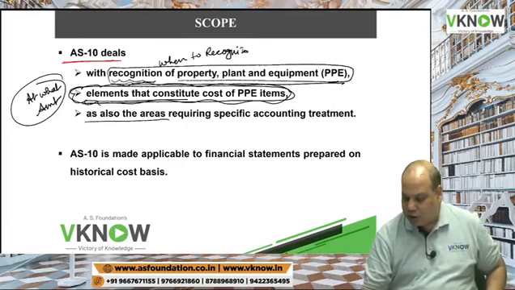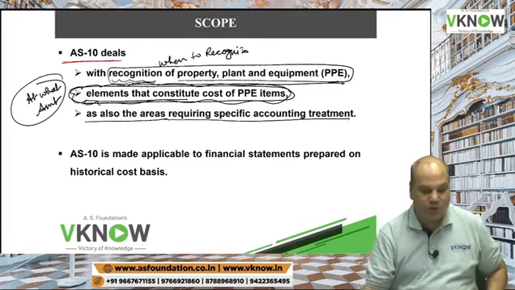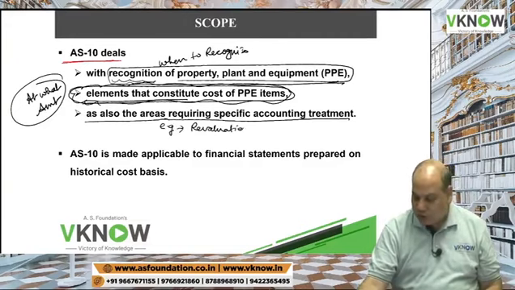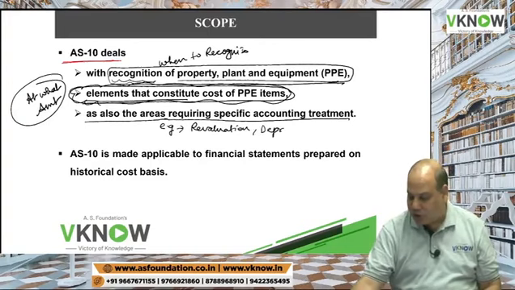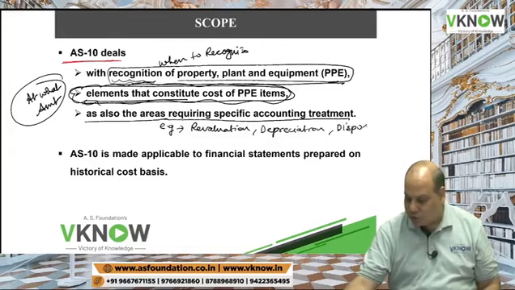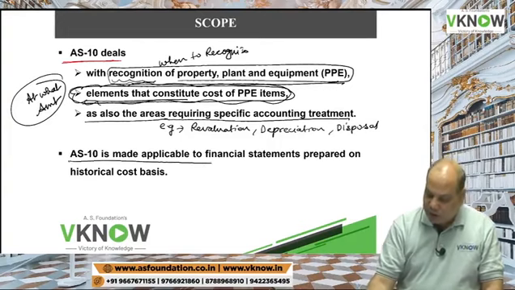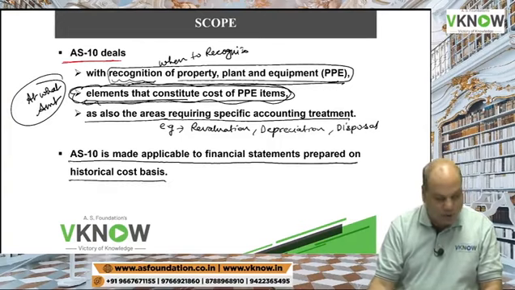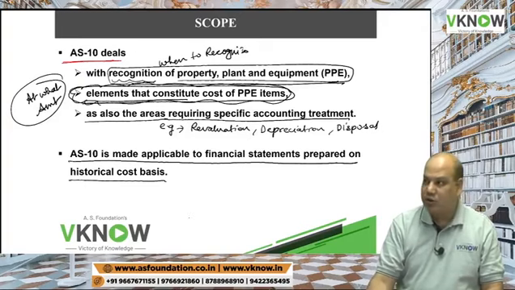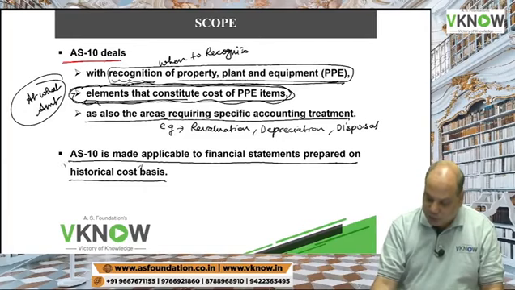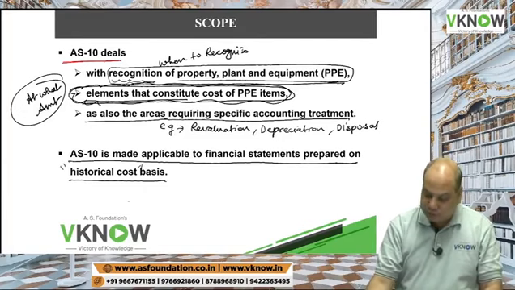and also deal with areas requiring specific accounting treatment. For example, we are going to deal with revaluation also. We are going to deal with depreciation in this chapter only. We are going to deal with disposal of PPE in this chapter only. AS10 is made applicable to financial statements prepared on historical cost basis. So this AS10 is applicable for historical cost based accounting.